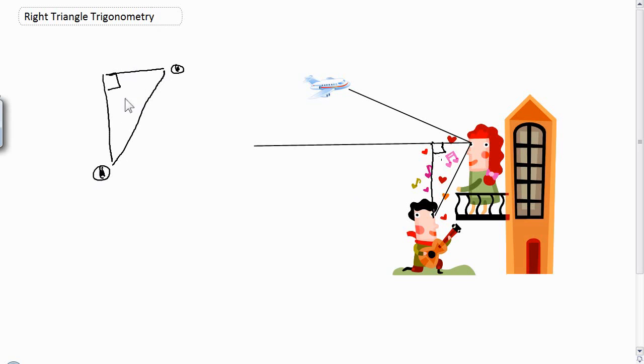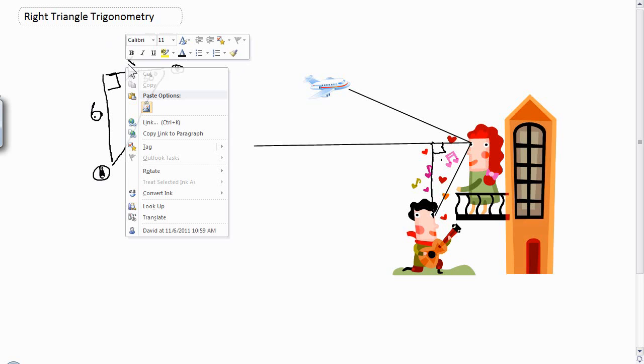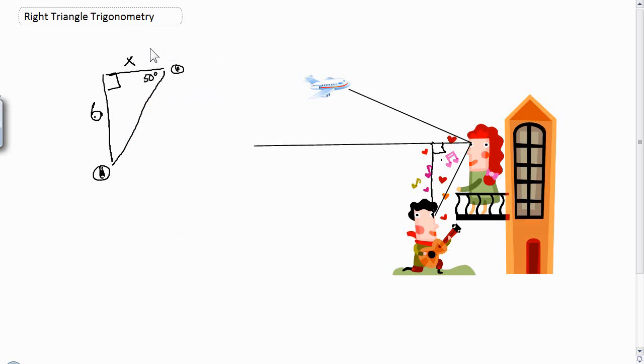And let's say that I know that they are vertically 6 feet apart. And I happen to know that the angle here is roughly 50 degrees. I'm just making these numbers up. If I wanted to know how far away horizontally their eyes were from each other, then I would try to figure out what this x is. Because of that x, I would realize that I have been given the opposite, and I'm trying to find the adjacent.